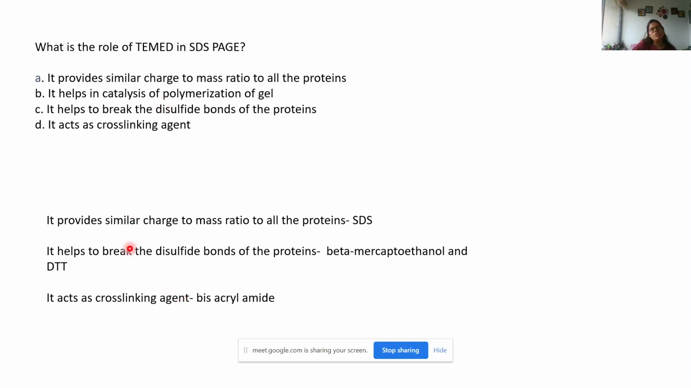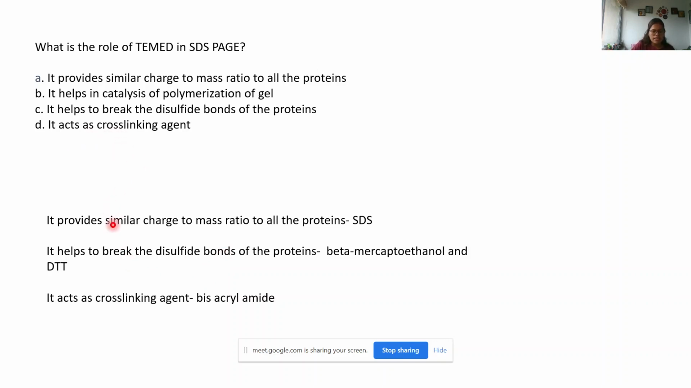The C option was, it helps in the breakage of disulfide bonds. This is done by reducing agents like beta mercaptoethanol and DTT. These are used along with SDS with your proteins, so that beta mercaptoethanol and DTT break the disulfide bonds, and SDS denatures your protein structure as well as gives charge to your protein.